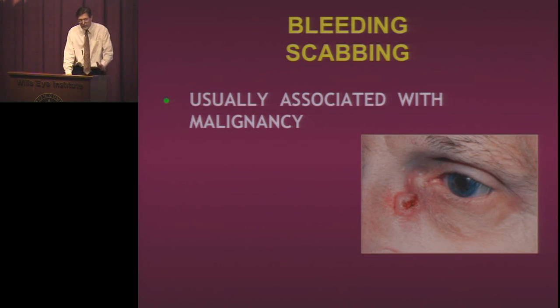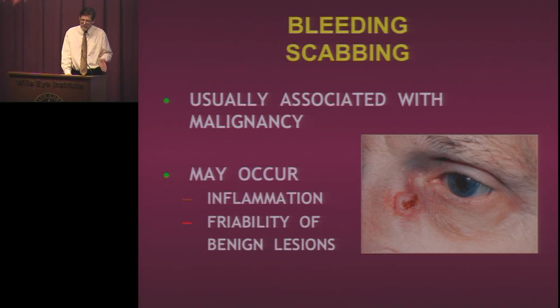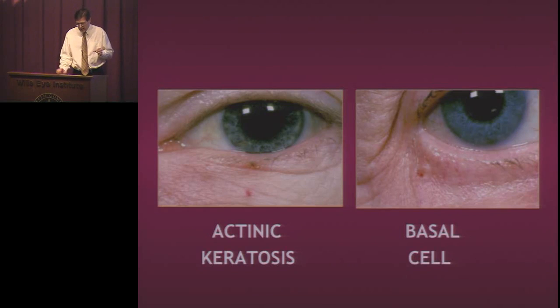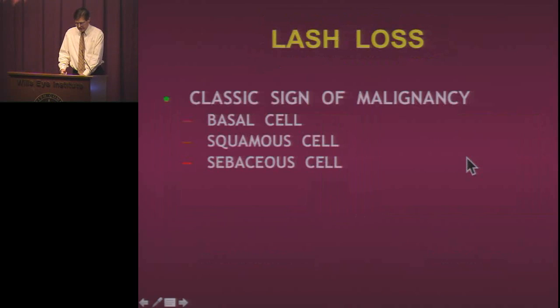Bleeding and scabbing. Oh yeah, that must be cancerous. If it's bleeding or scabbing, it must be. No, it doesn't have to be. It could be inflammation, and these could have friable blood vessels also. Actinic keratosis can bleed, premalignant. Basal cell can bleed. That's what you ask them: you rub it, does it bleed? But I've seen bleeding from molluscum. I've seen bleeding from papillomas where people were rubbing and you can see the blood there. Bleeding doesn't always mean malignancy.